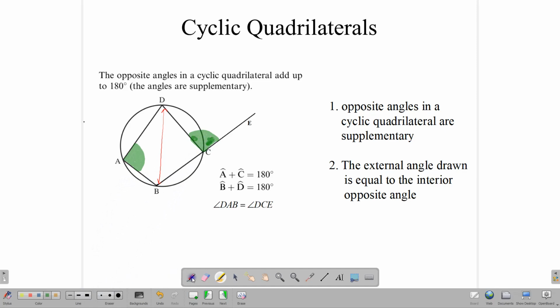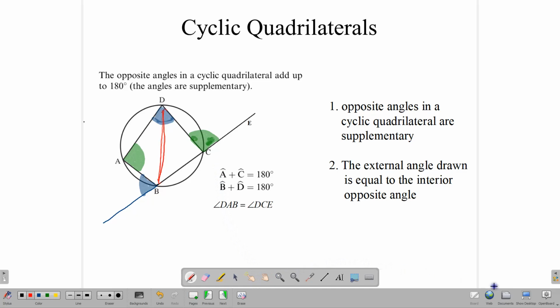Also, if you wanted to look at another side, for example, say you wanted to extend this line, and you extended this line here and form this angle. Then this angle in its size is going to be the same as the angle that is interior opposite to it. So that's what we mean by the second theorem. So the first theorem is that opposite angles in a cyclic quadrilateral are supplementary, not equal, and the external angle formed is equal to the interior opposite angle.